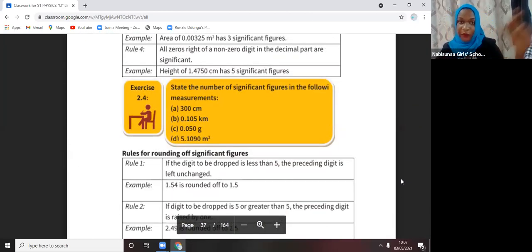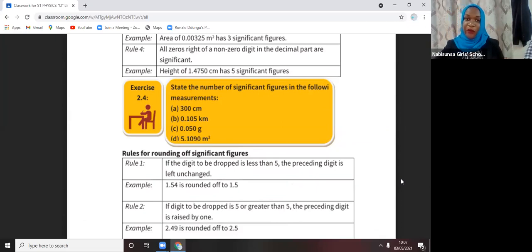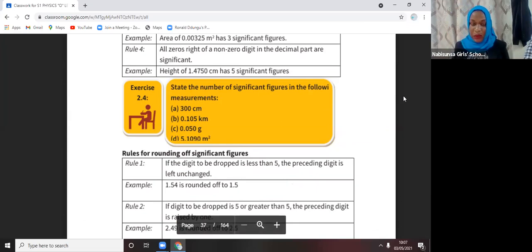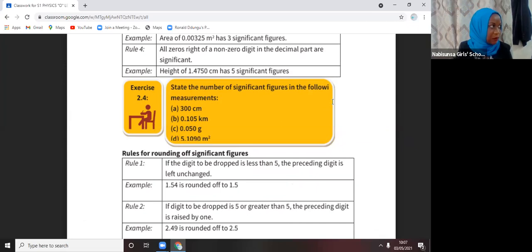Page 27. So we have exercise 2.4. I'm giving you a few minutes to attempt those numbers. Meanwhile, people are attempting the exercise. Those who have questions, I should be listening to questions.